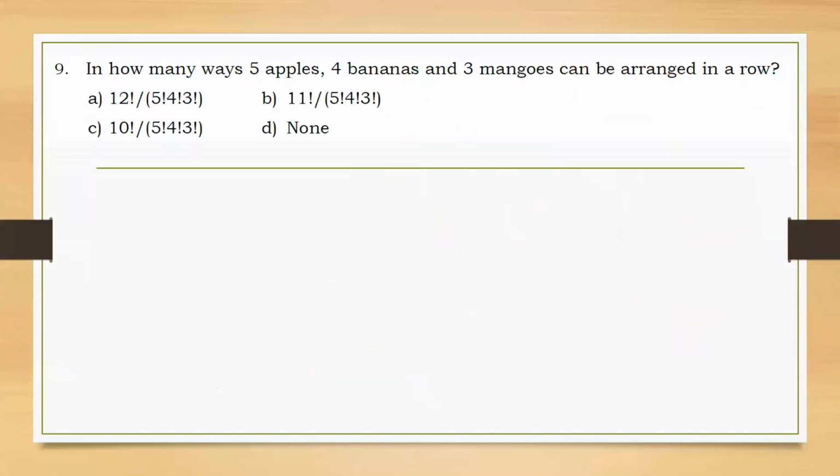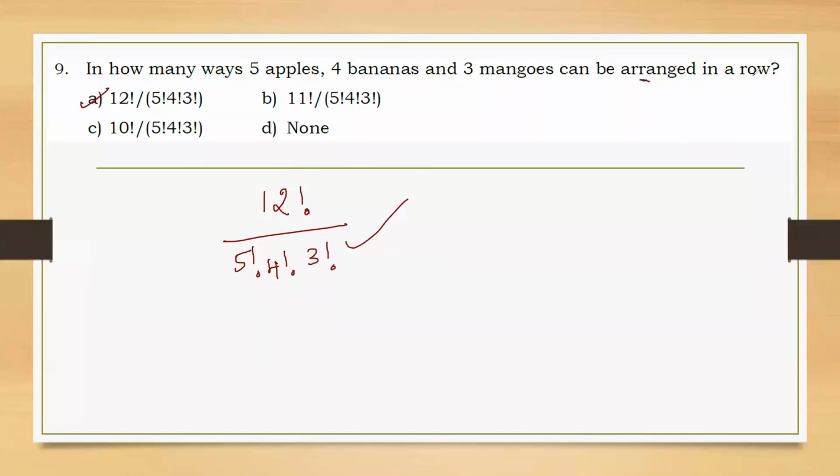In how many ways can 5 apples, 4 bananas and 3 mangoes be arranged in a row? Totally we have 12, so 12 factorial. And apples are similar, so divide by 5 factorial, 4 factorial, 3 factorial. So option A. Good.